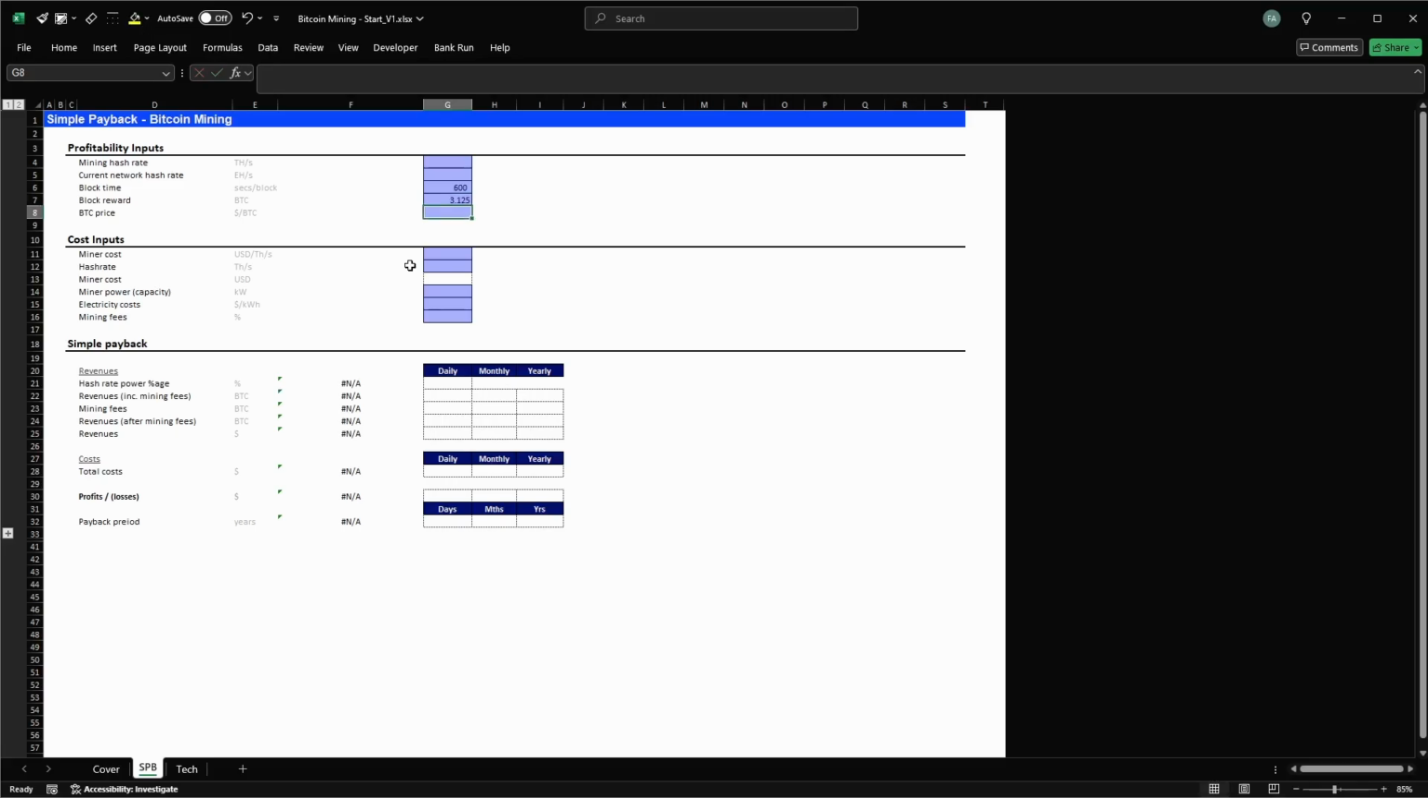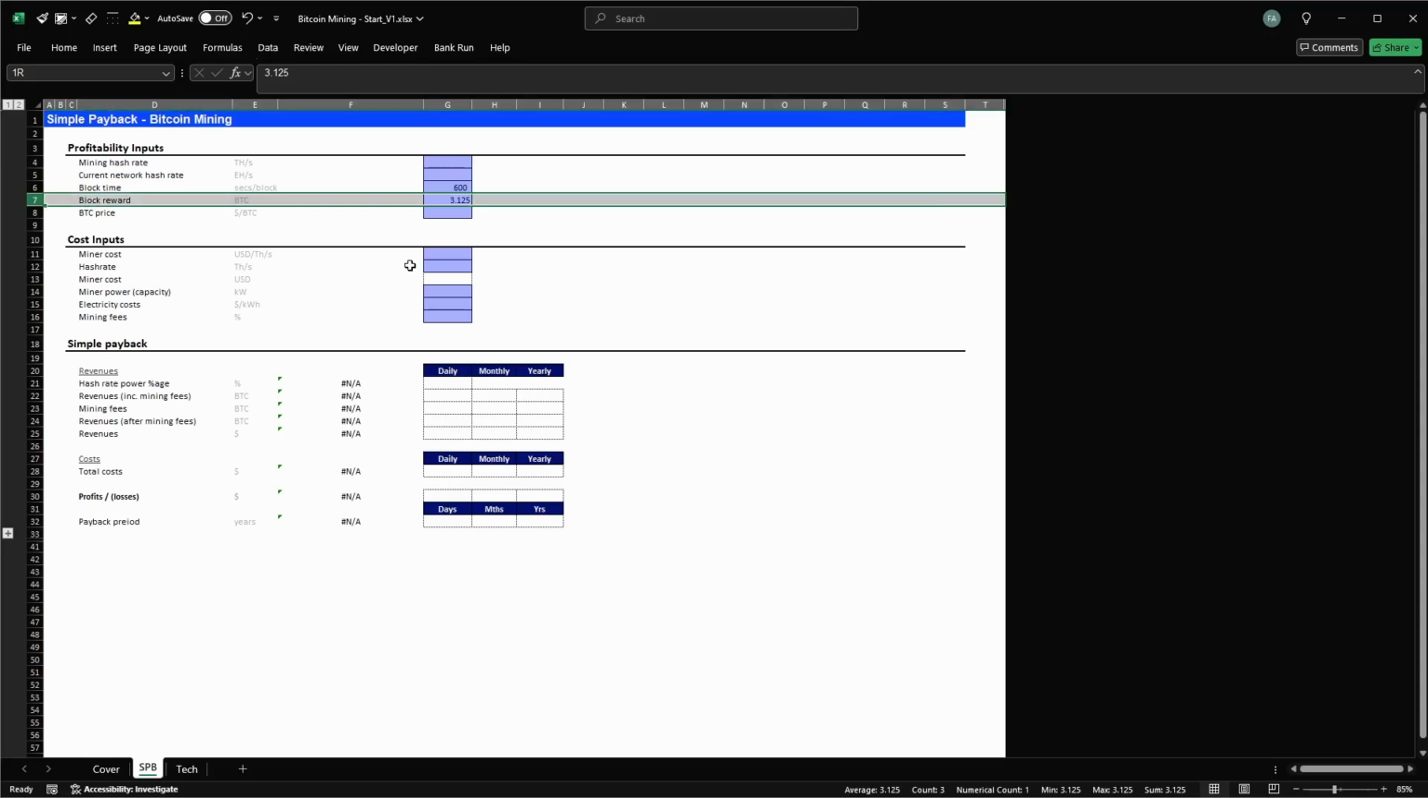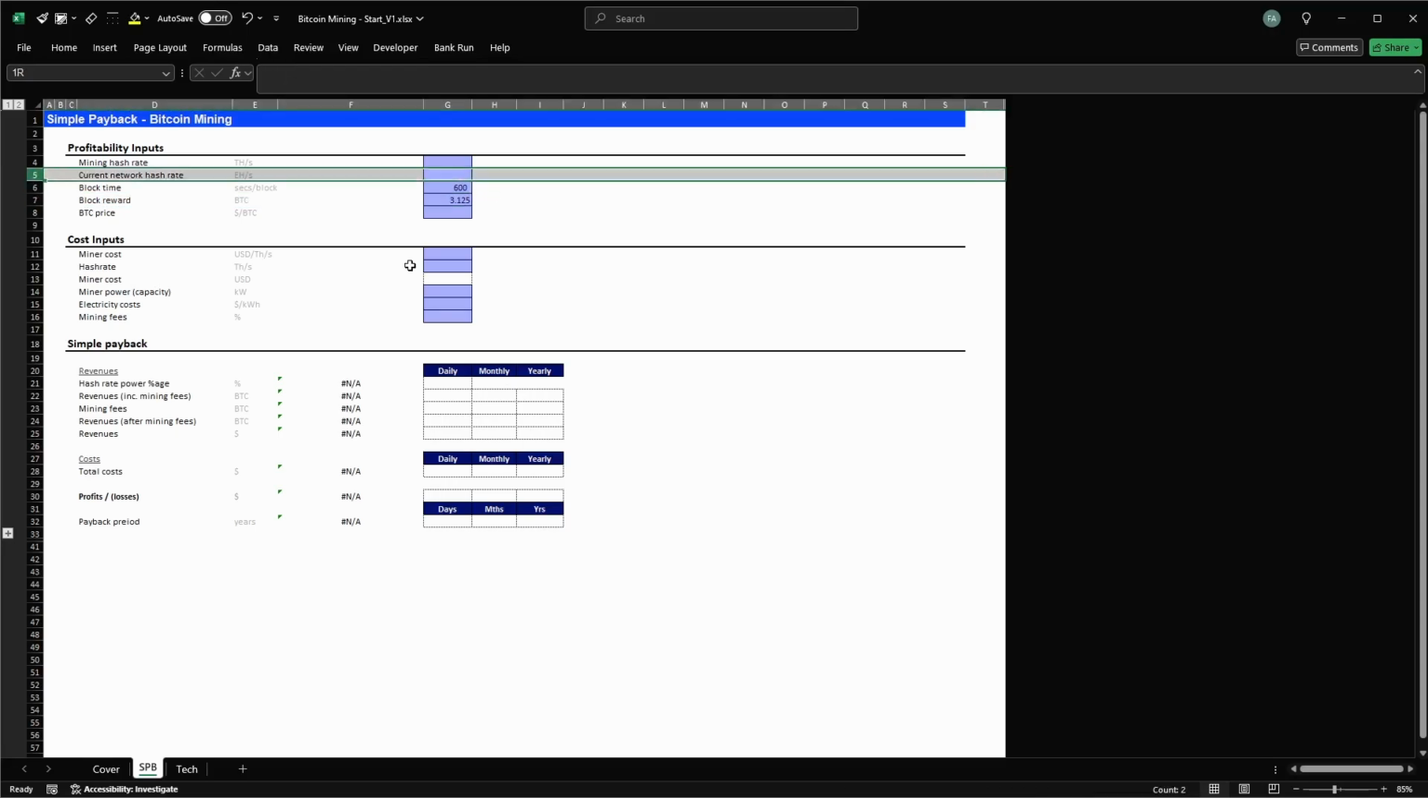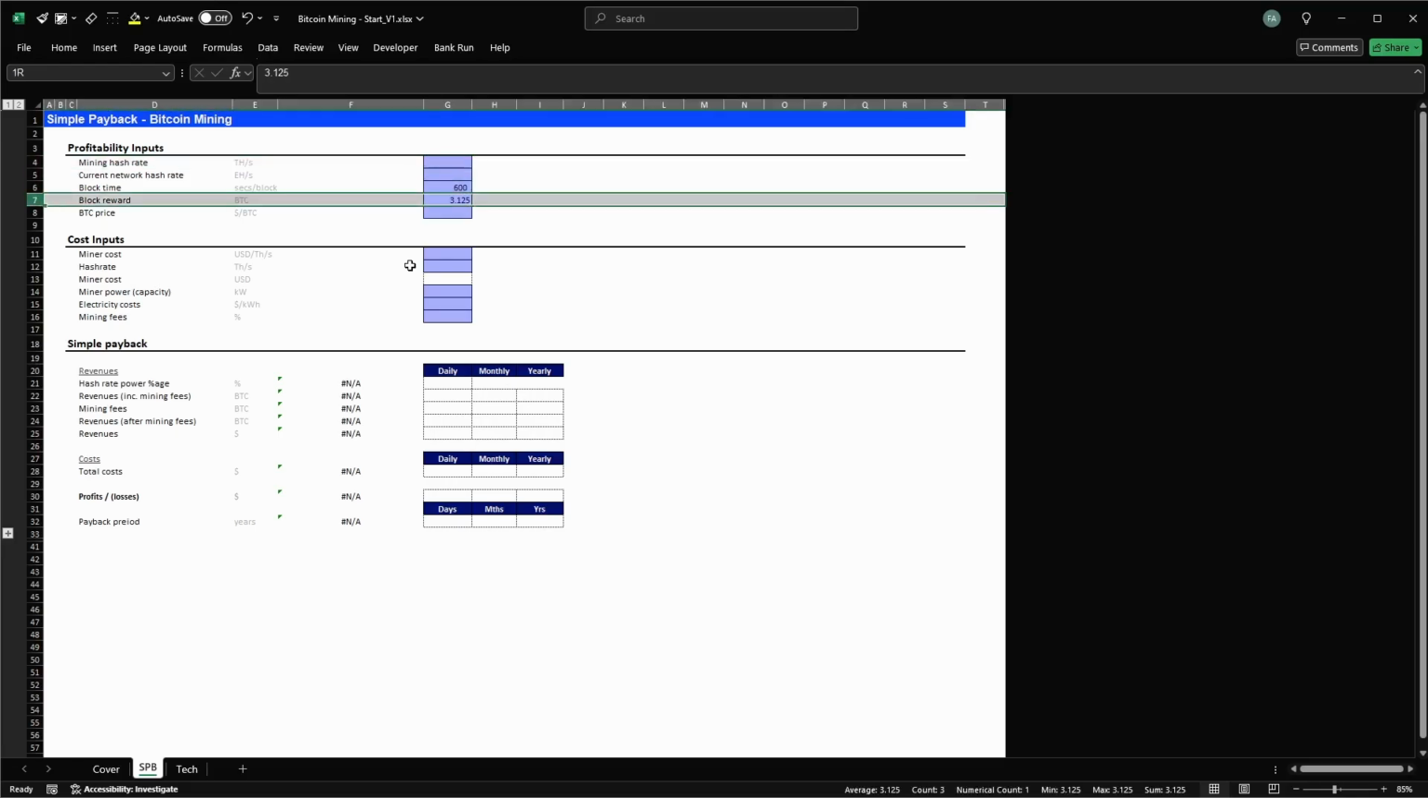What we're going to assume here, our first major assumption, is that we are going to be able to grab a percentage of this reward every 10 minutes. How are we going to do it? We're going to see what the current network hash rate is, and hash rate is how much power there is on the Bitcoin network mining Bitcoin. We're going to compare how much we have against the network, and the percentage of our operation is going to be the reward we're going to get. That's the main assumption we're going to have.